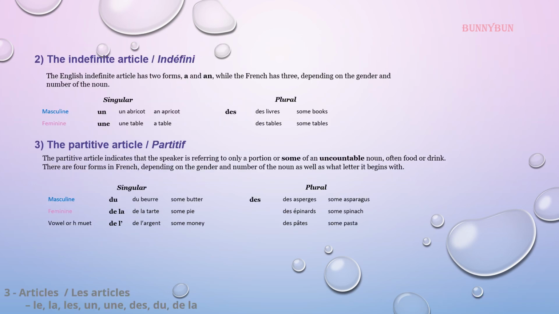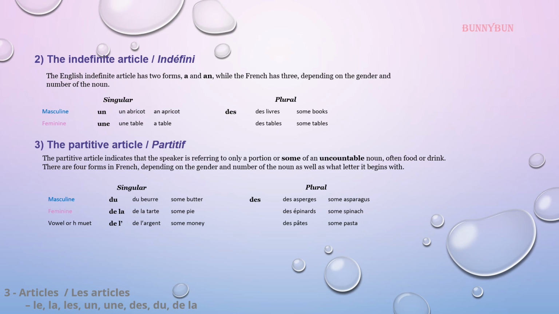Second, the indefinite article. The English indefinite article has 2 forms, a and an, while the French has 3, depending on the gender and number of the noun. Singular, un, une. Plural, des. Third, the partitive article.